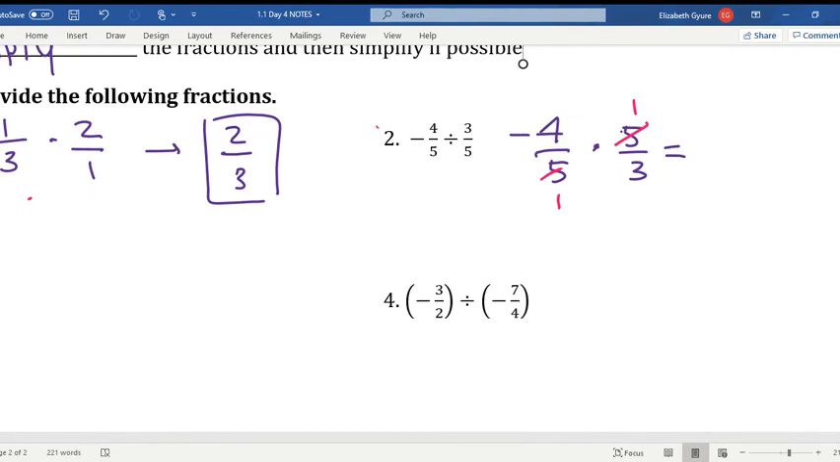So first of all, I like to just go ahead and write your sign down right away, okay? What's a negative times a positive? A negative, and then we don't have to even worry about it, right? Because it's already there. So then what's 4 times 1? 4. What's 1 times 3? 3. So -4/3.